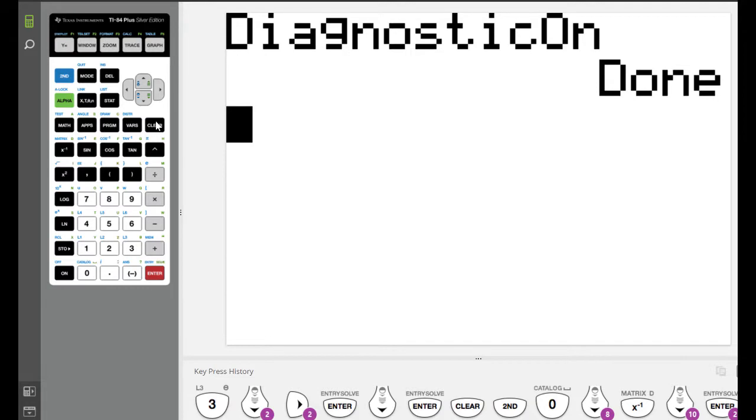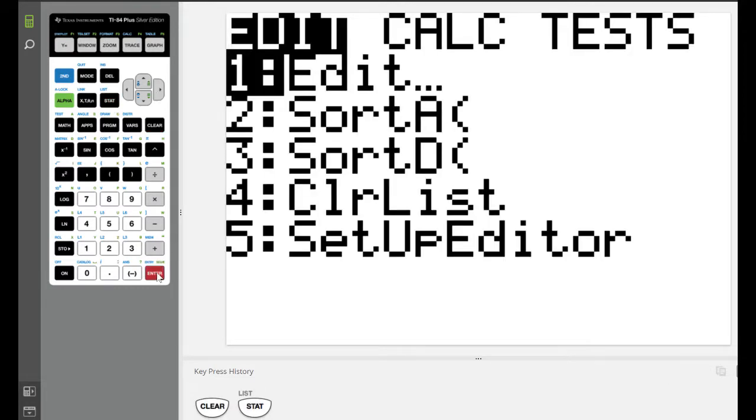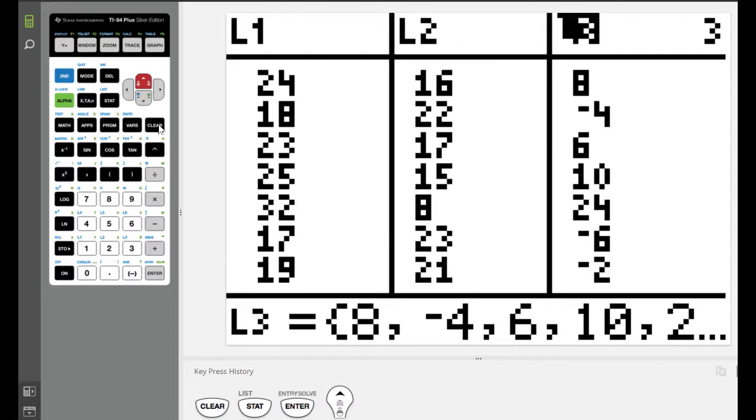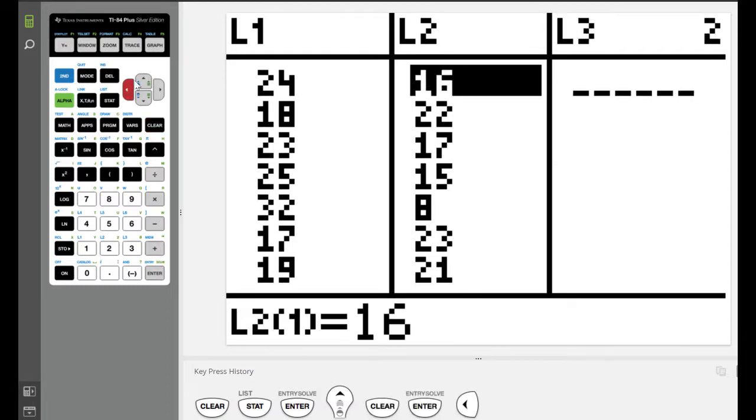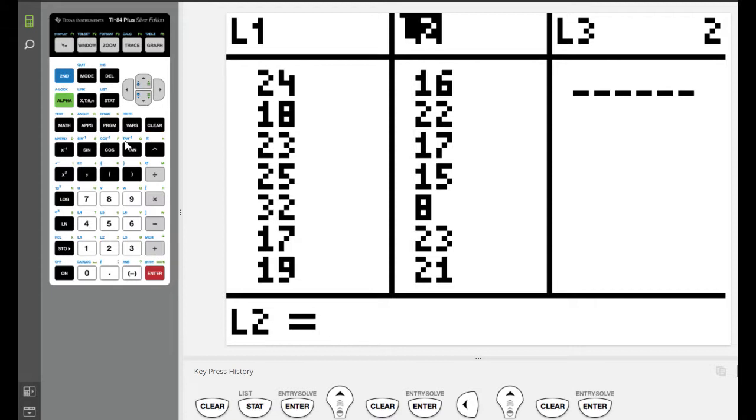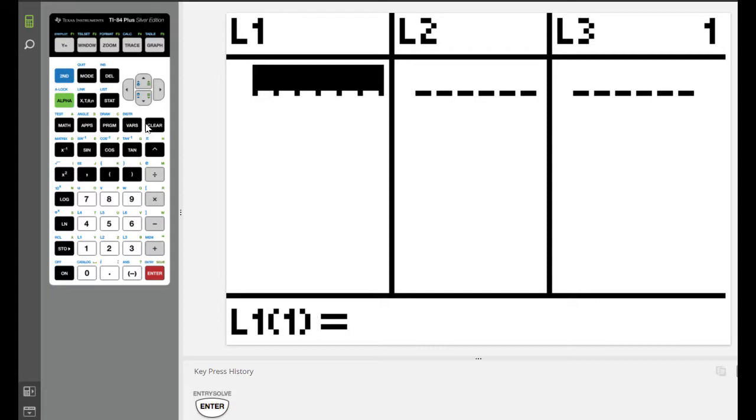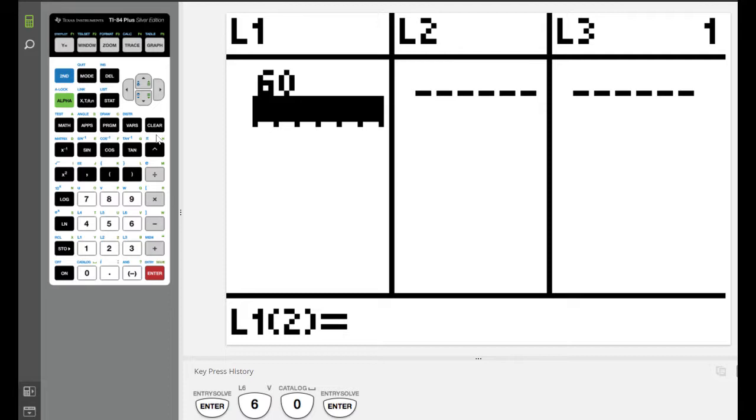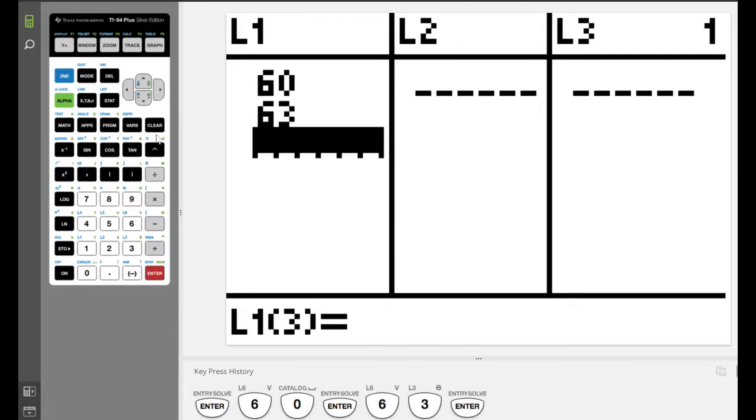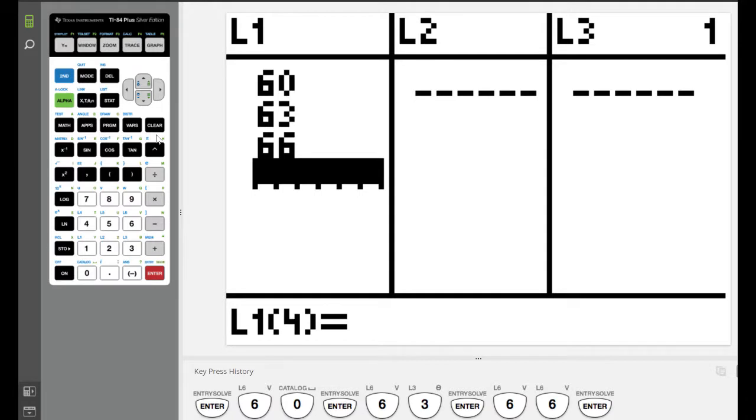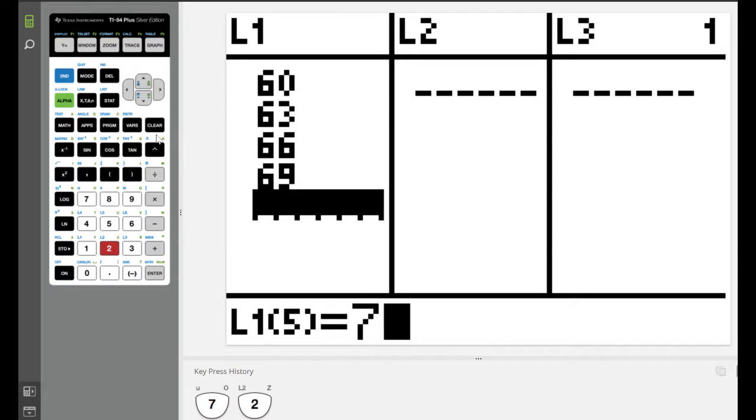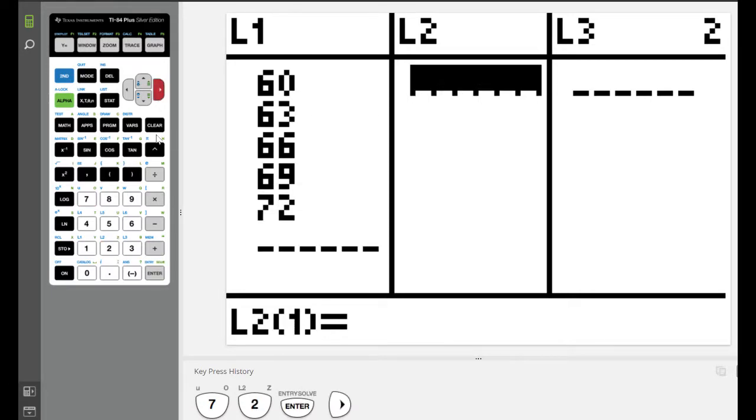So here we go. Stat, Edit. I'm going to clear out all this unnecessary junk. And I'm going to put my X variable, in this case the height, into L1, which was 60, 63, and so on, 69 and 72. L2 are the weights. Make sure you put them in the correct order.